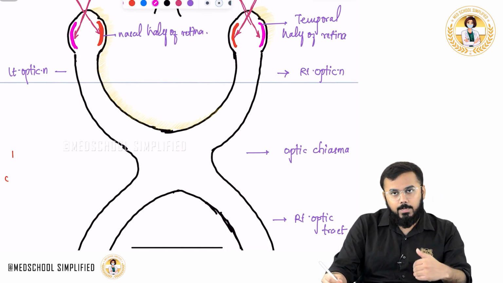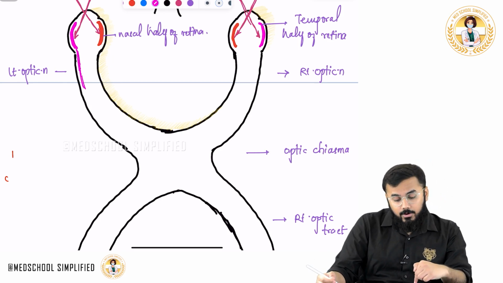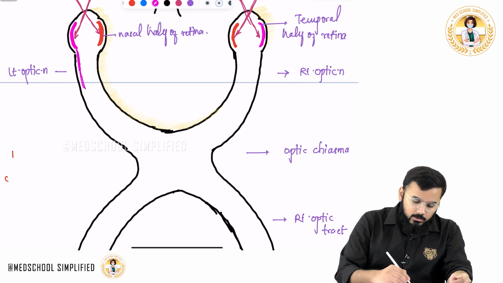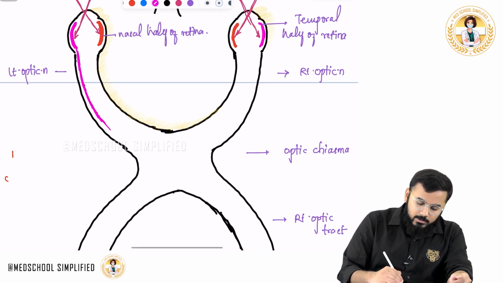Now, after these images fall on the retina, first let us discuss this part of the retina, that is the temporal half of the retina. Once the images fall on the temporal half of the retina, you see a group of fibers running down from the retina. This is called the optic nerve. These are the optic fibers that are coming from the temporal half.